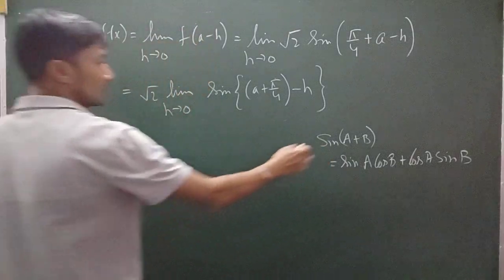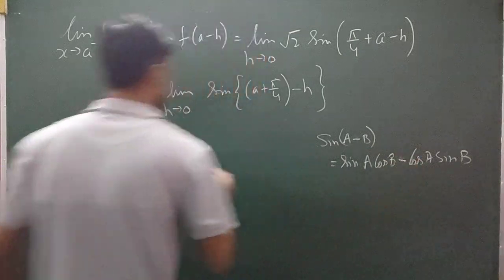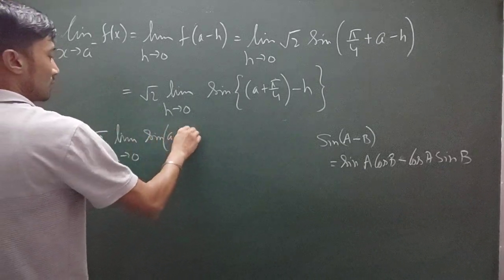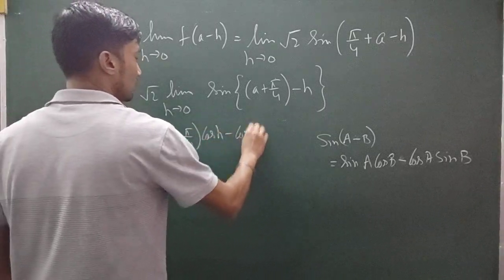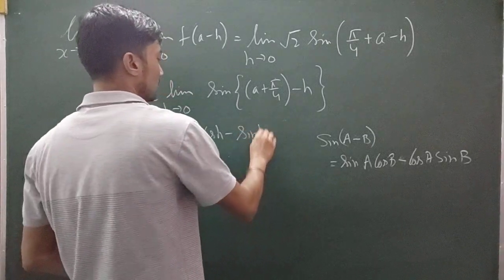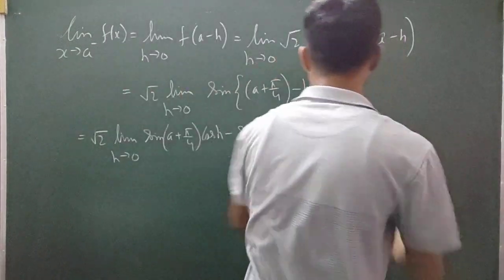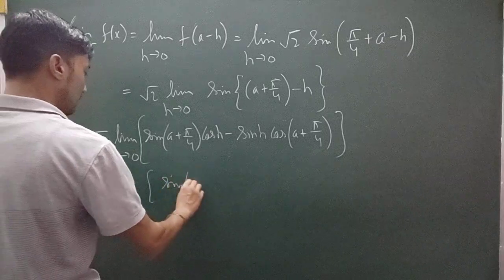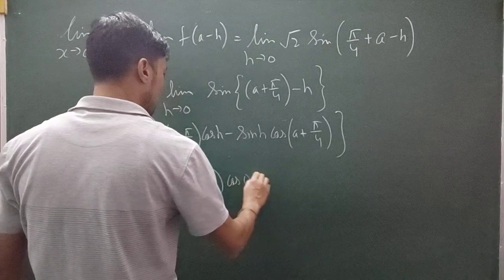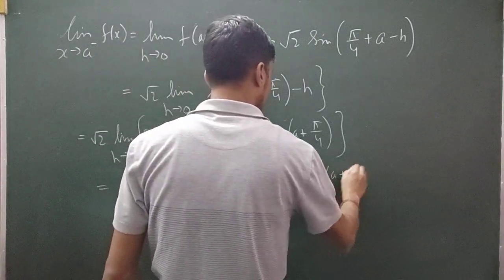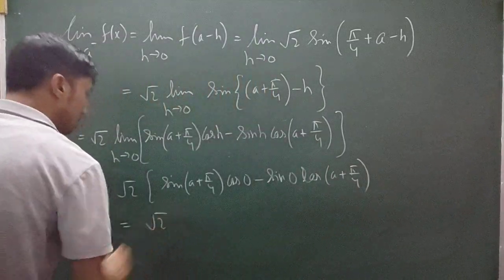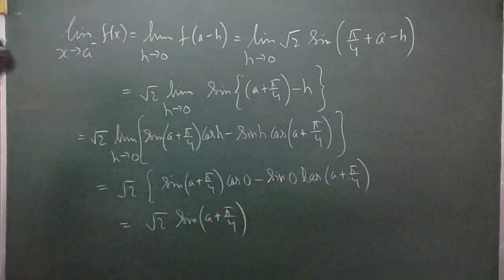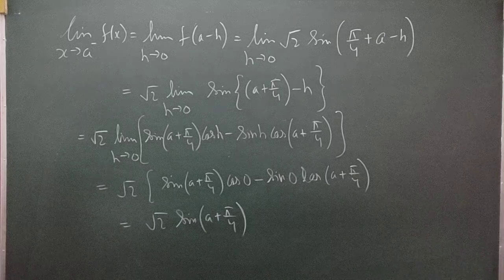Now again, the same formula that we will expand, but this time for a minus b. So let's expand. Root 2, limit value as h tends to 0, sine of a plus pi by 4 cos h minus sine h cos of a plus pi by 4. Now we can use the value of the limit h tends to 0, so that would be sine of a plus pi by 4 cos 0 minus sine 0 cos of a plus pi by 4. So that is root 2. Cos 0 is 1, so we are left with sine of a plus pi by 4. And sine 0 is 0, so that value disappears. So root 2 sine a plus pi by 4.